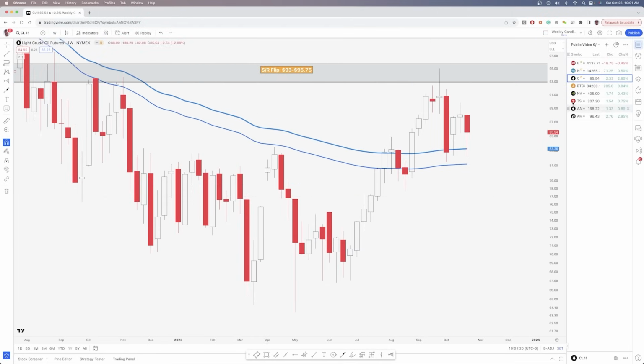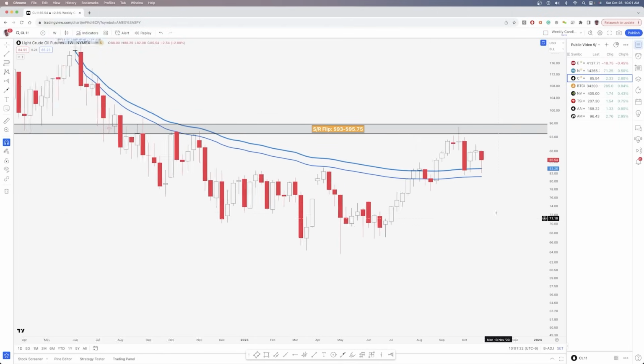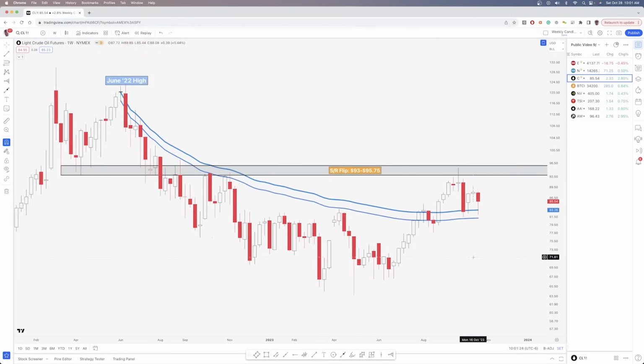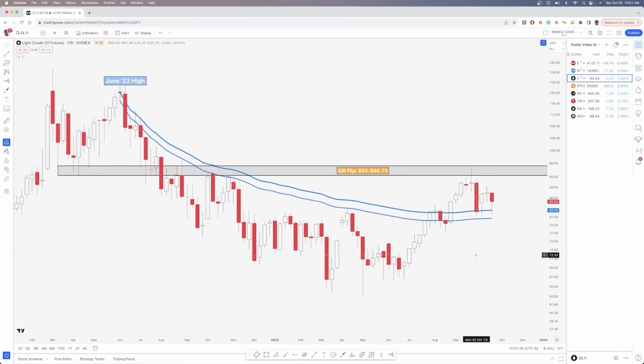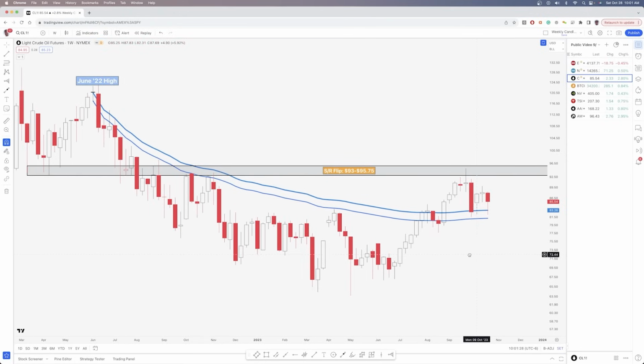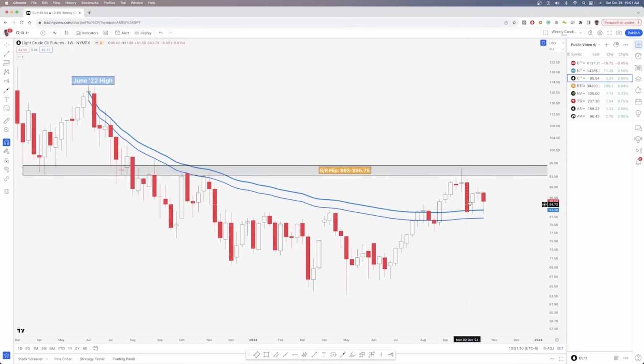Going into oil. Crude oil actually had a pretty rough week. A lot of people thought that oil was just going to continue to move up because of the war, but actually I think a lot of that was priced into the initial move that we saw. And you can see here, we're still range bound.